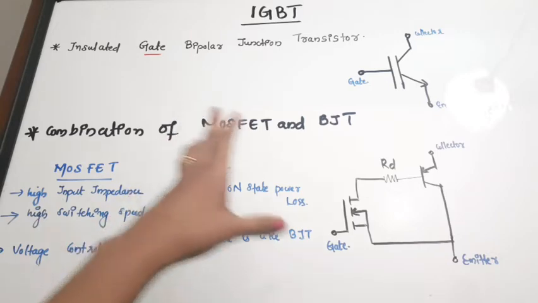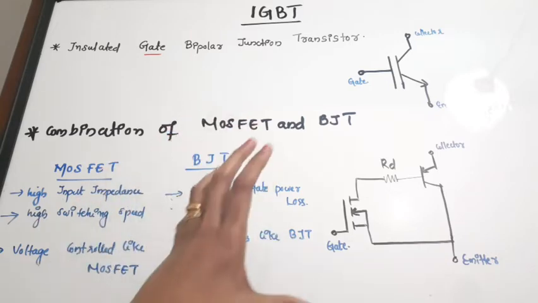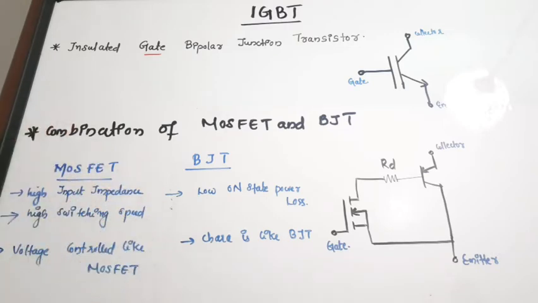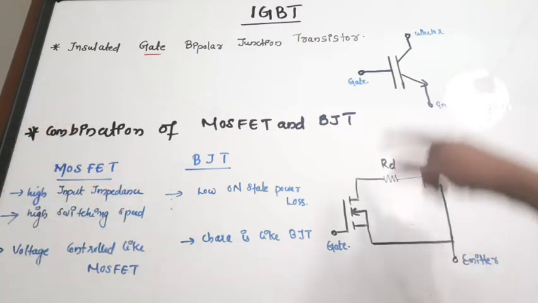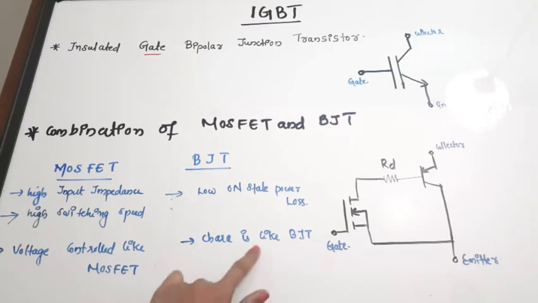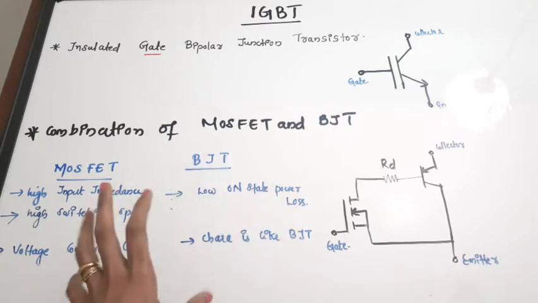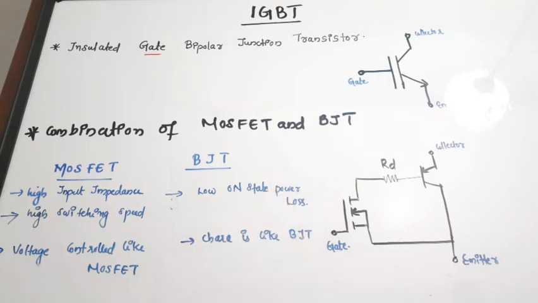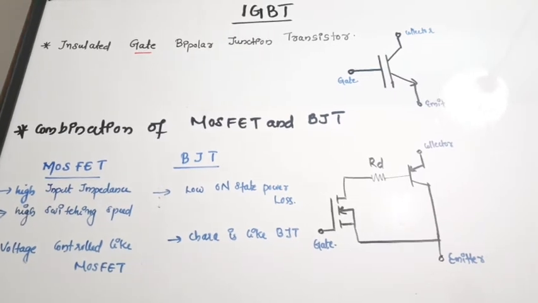Now, moving on to the BJT part, the output characteristics of the IGBT will be similar to those of a BJT. Why? Because the output side is dominated by, or constituted by, the BJT. So the characteristics will be like a BJT, and another important thing is they will have low on-state power loss, less as in a BJT. So these are the main advantages if you go for an IGBT structure.